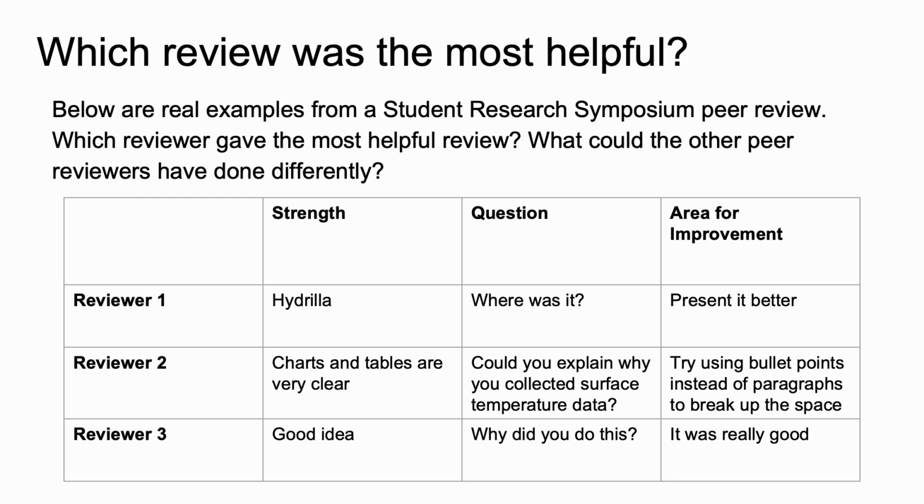Reviewer 2 wrote for a strength, "Charts and tables are very clear." For a question they wrote, "Could you explain why you collected surface temperature data?" And for an area for improvement they wrote, "Try using bullet points instead of paragraphs to break up the space."